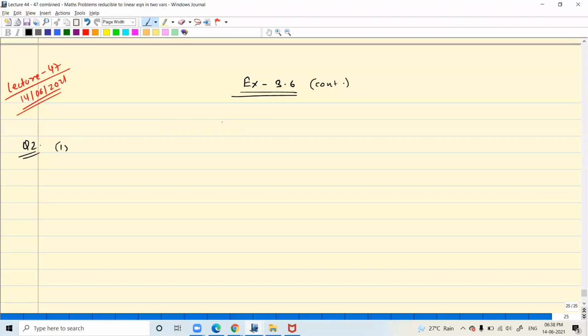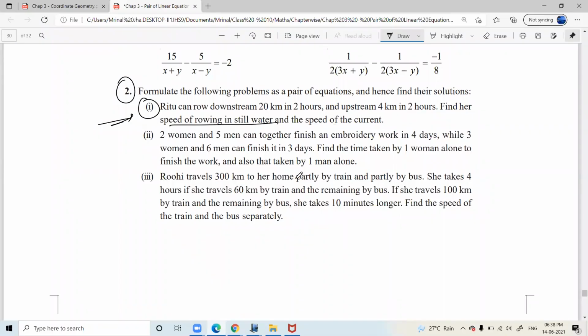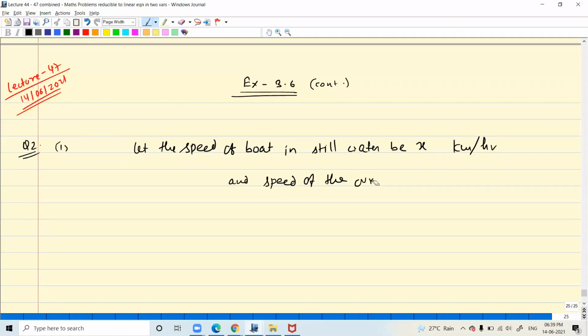So let's get started. Let x be the speed of the boat in still water, and y the speed of the stream. Since they are calling it the current, let's use the same word: the speed of the current is y kilometers per hour.